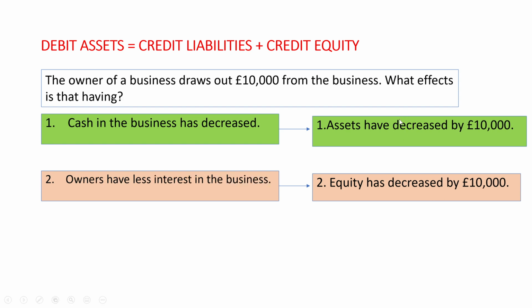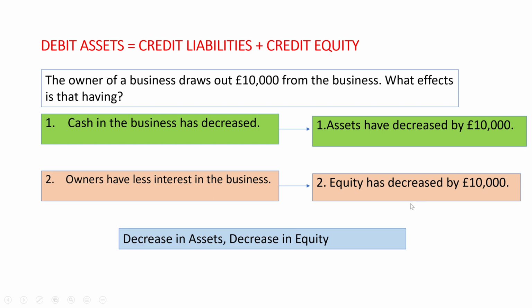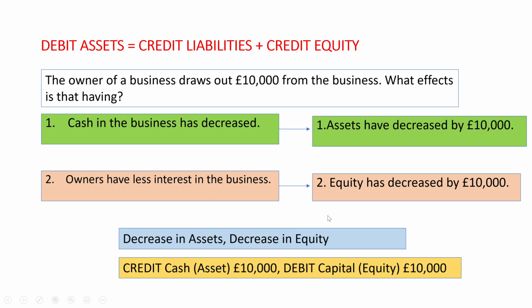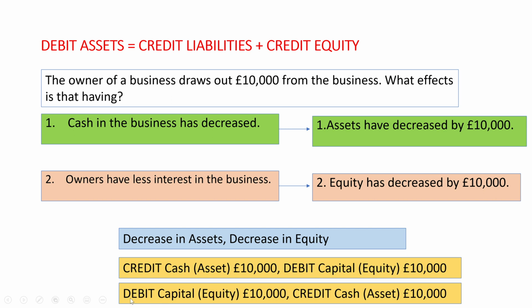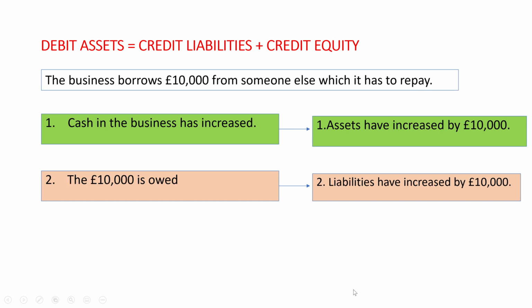This time around, we have a decrease in assets and a decrease in equity of £10,000 each. So what happens? Well, decrease in assets corresponds to credit asset of £10,000. Decrease in equity, you're debiting equity, so you debit equity £10,000. You normally put the debit first, so you say debit equity 10,000, credit asset 10,000. I've also put capital and cash because those are the specific names of those accounts, right? You always want as much detail as possible when you're accounting for something so that you can follow it when you look back at it later on. Let's do another one. So we looked at these examples together.